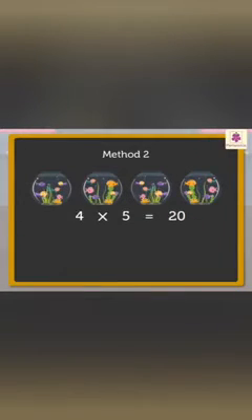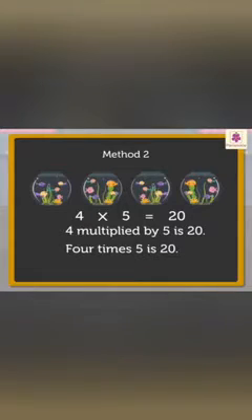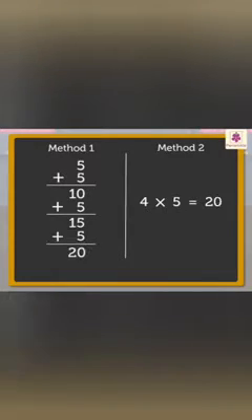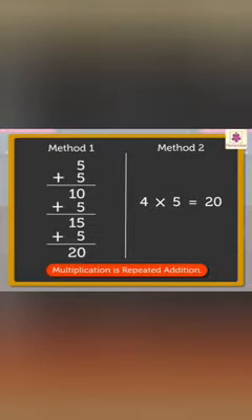It can be read as 4 multiplied by 5 is 20. 4 times 5 is 20. Or 4 5s are 20. When we compare both the methods, we can see that multiplication is repeated addition.